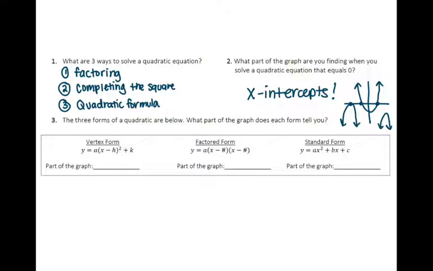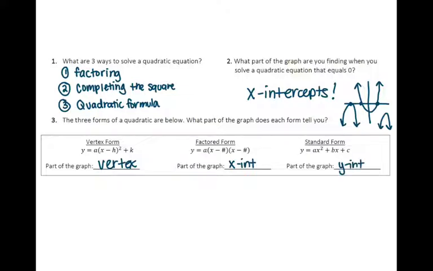Okay, the three forms of a quadratic equation are below. What part of the graph does each form tell you? So vertex form allows us to find the vertex fairly quickly. That's why it's called vertex form. Factored form allows us to find the x-intercepts quickly. And standard form allows us to find the y-intercept quickly.